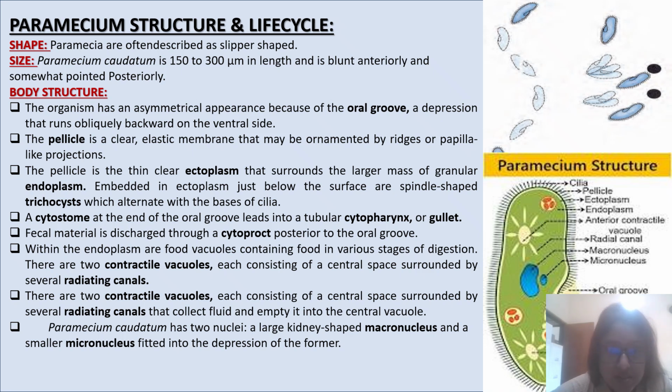There are two contractile vacuoles, each consisting of a central space surrounded by several radiating canals that collect fluid and empty it into the central vacuole. Paramecium caudatum has two nuclei, a large kidney-shaped macronucleus and a smaller micronucleus fitted into the depression of the former.